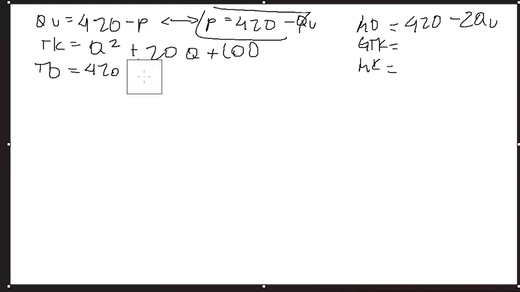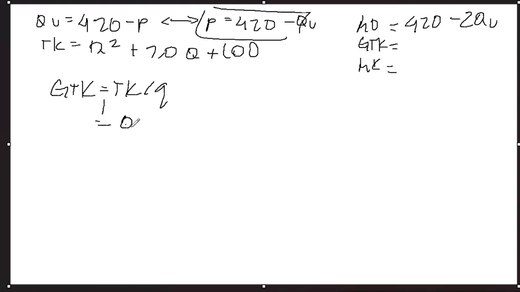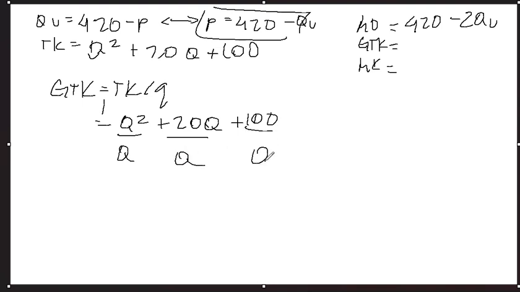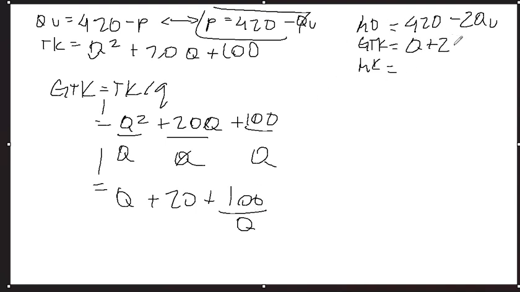Now we're going to find GTK. GTK is basically TK divided by Q, which becomes Q squared plus 20Q plus 100, divided by Q. So now we have just Q plus 20, and then 100 over Q. Yes, and then I'm just going to write it here so it won't be that hard.